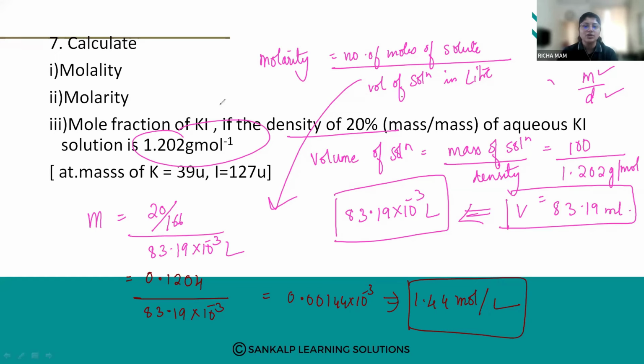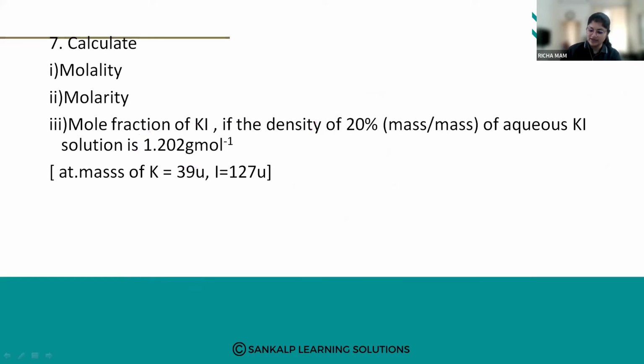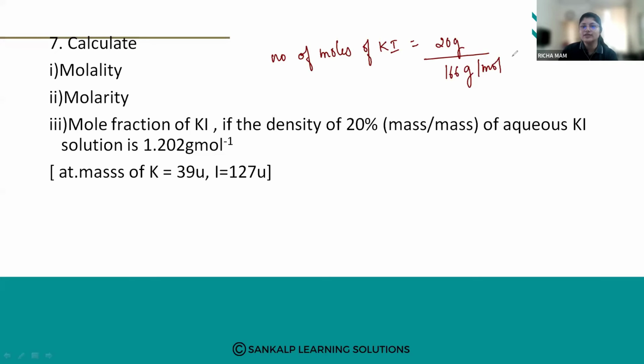Okay, mole fraction. So how is mole fraction given? Mole fraction is based on the number of moles. So first you have to calculate the number of moles of KI. What is the number of moles of KI? It is 20 grams divided by 166 gram per mole, right? So the mole fraction of A is given as the number of moles of A upon the number of moles of A plus B. This is how you can calculate the mole fraction.